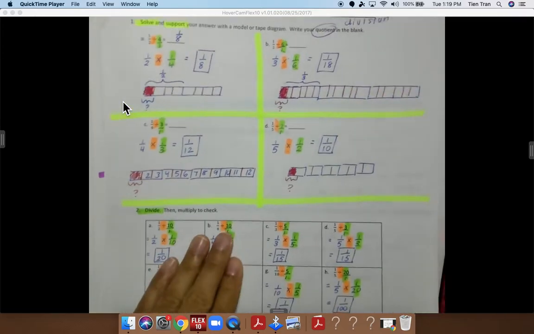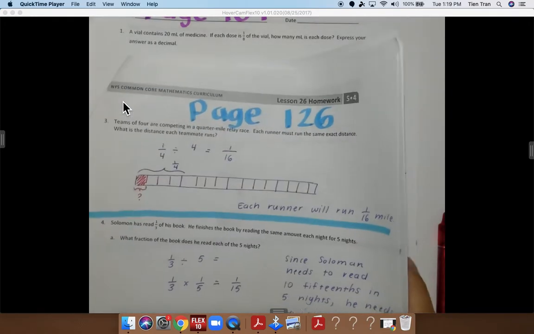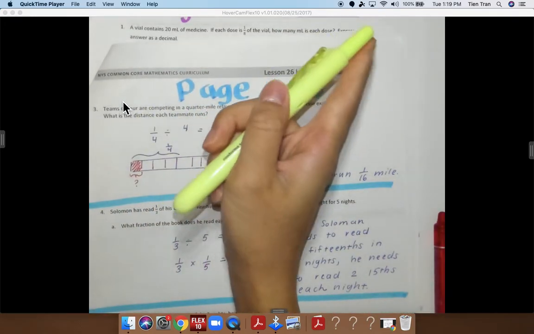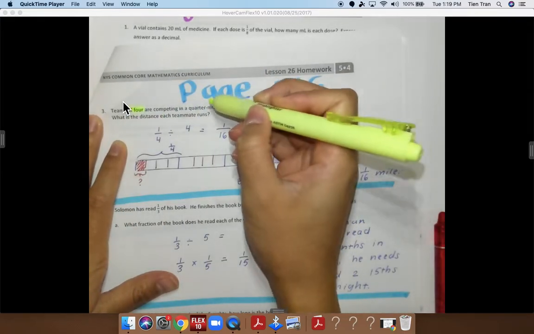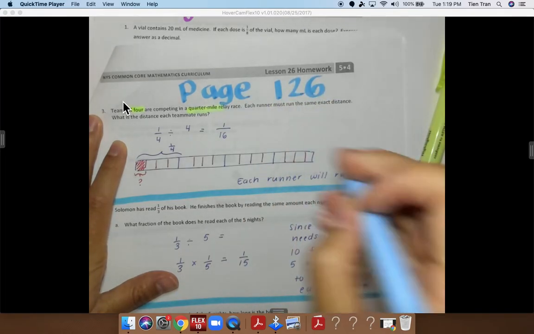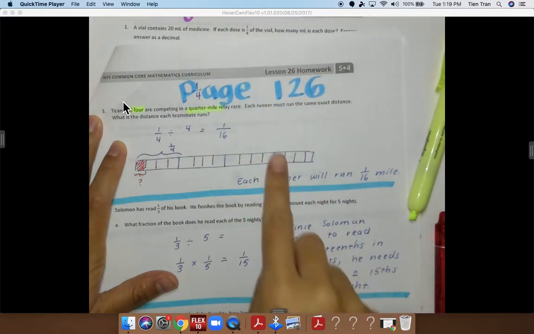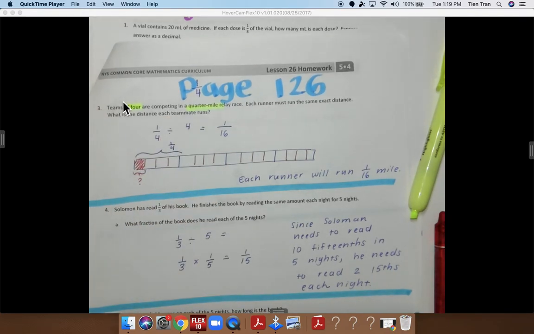Now I am going to turn the page, and we are on page 126. For this question, it says teams of 4 are competing in a quarter-mile relay race. Quarter-mile means 1/4. Each runner must run the same exact distance. What is the distance each teammate runs?